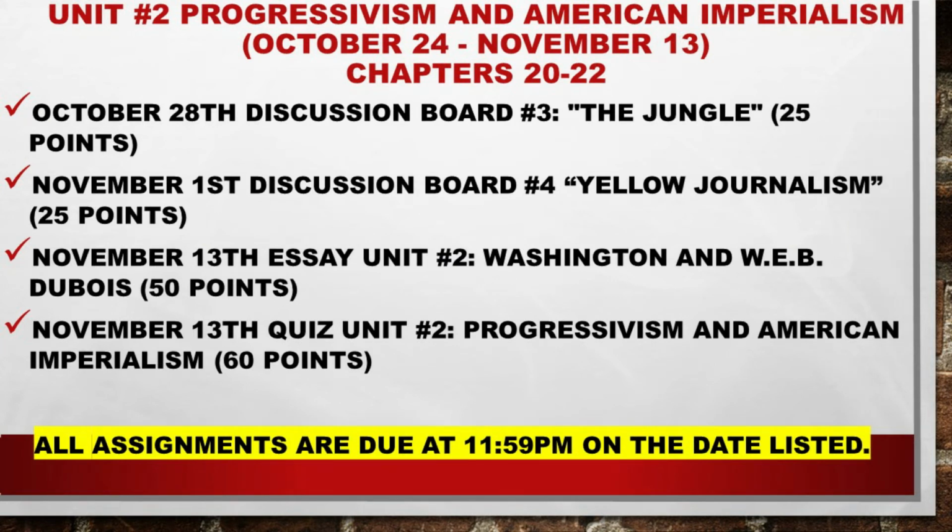Next, we're going to move into Unit 2, which is Progressivism and American Imperialism, and you'll start to see the same type of flow for assignments for each unit. We're going to have a discussion board on the topic of The Jungle, then another discussion board dealing with yellow journalism. Next, you're going to have an essay dealing with Washington and W.E.B. Du Bois. And finally, we'll finish up this unit with a quiz dealing with progressivism and American imperialism.